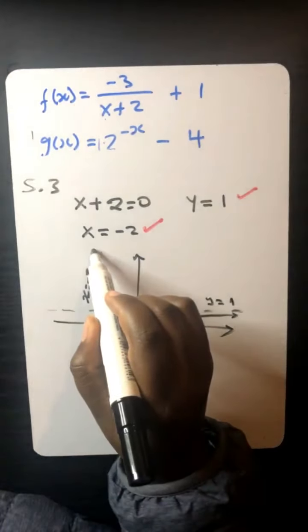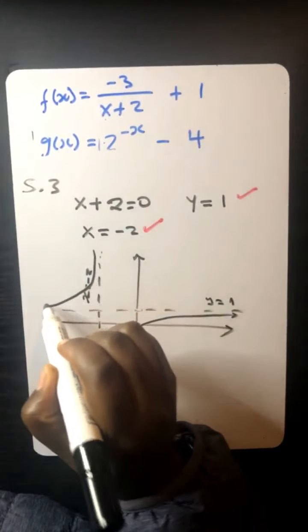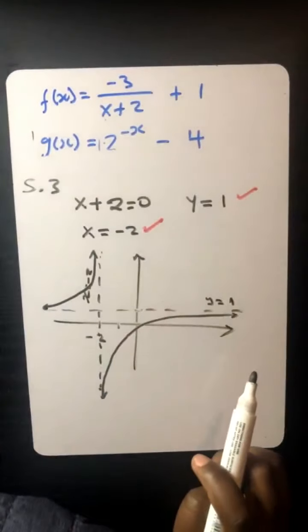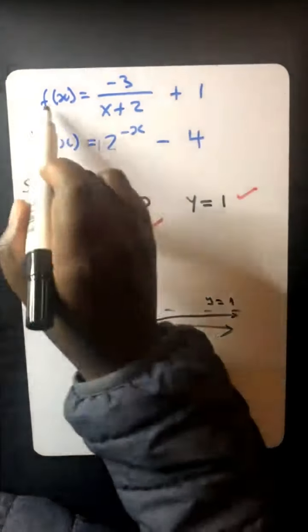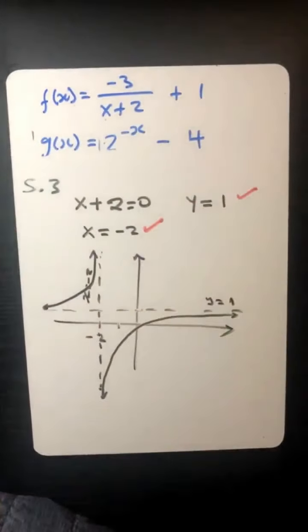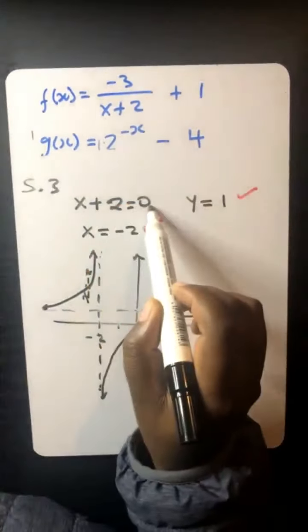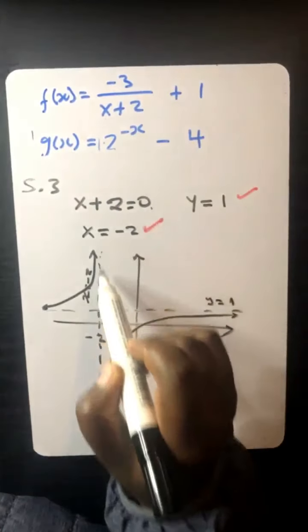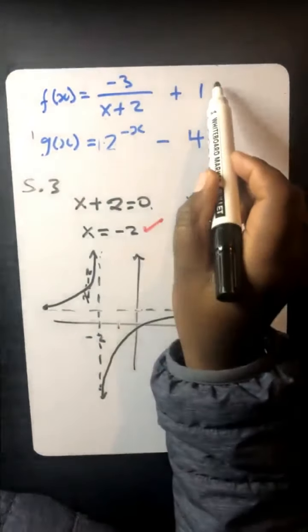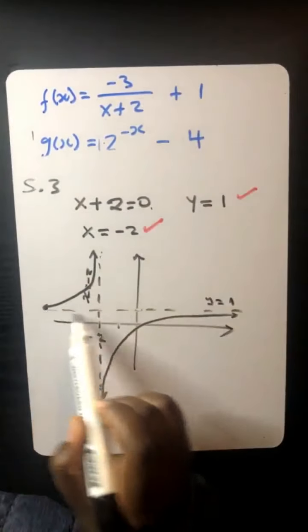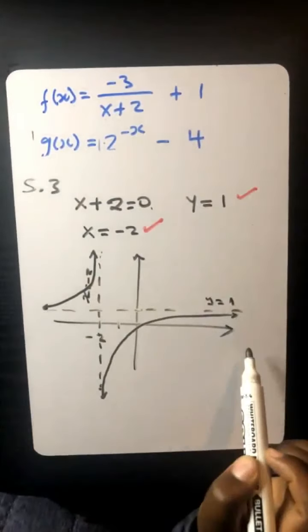So can you see how they ask it in the exam as a question? They can just give you a function and say, what are the asymptotes for f of x? Then from there you can easily equate the denominator to 0, then solve for x, and that is your vertical asymptote. The other one you take as it is, which means your horizontal asymptote is y equals 1.